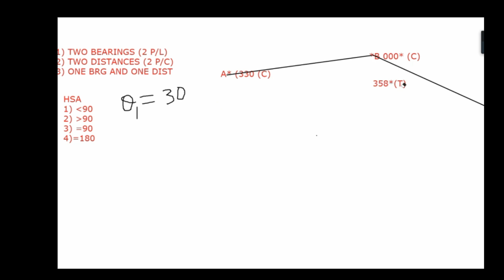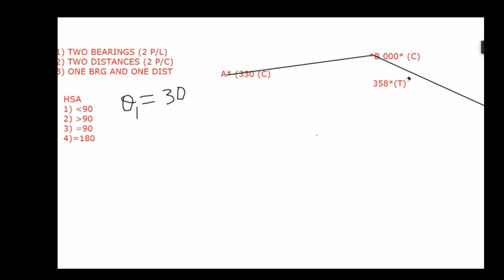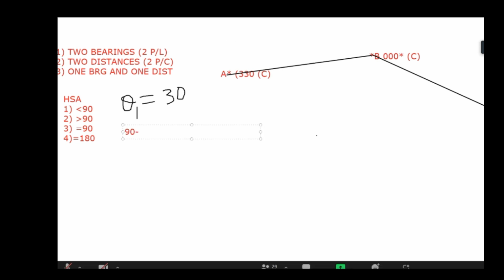So now this 30 degrees comes in your first category, less than 90. Next step is we should take the complementary angle. Complementary angle means 90 minus 30.